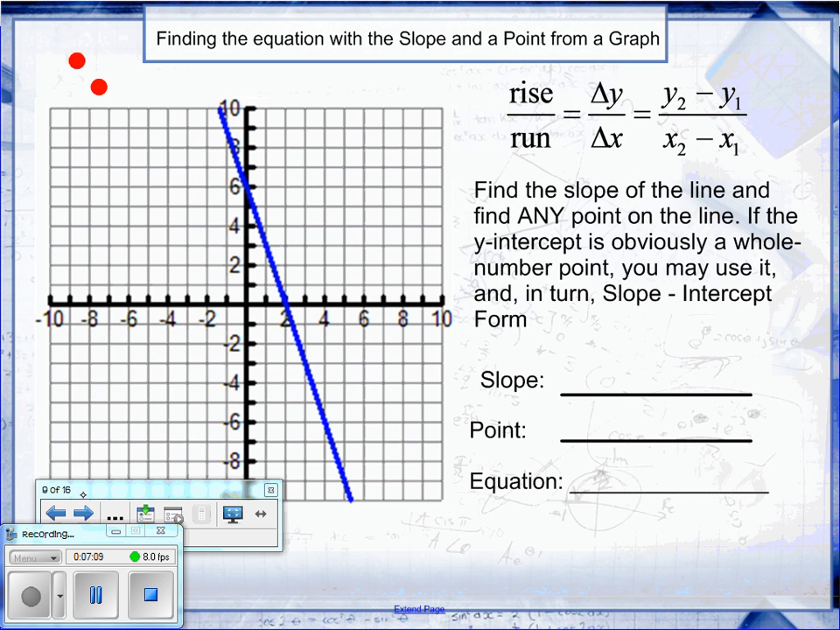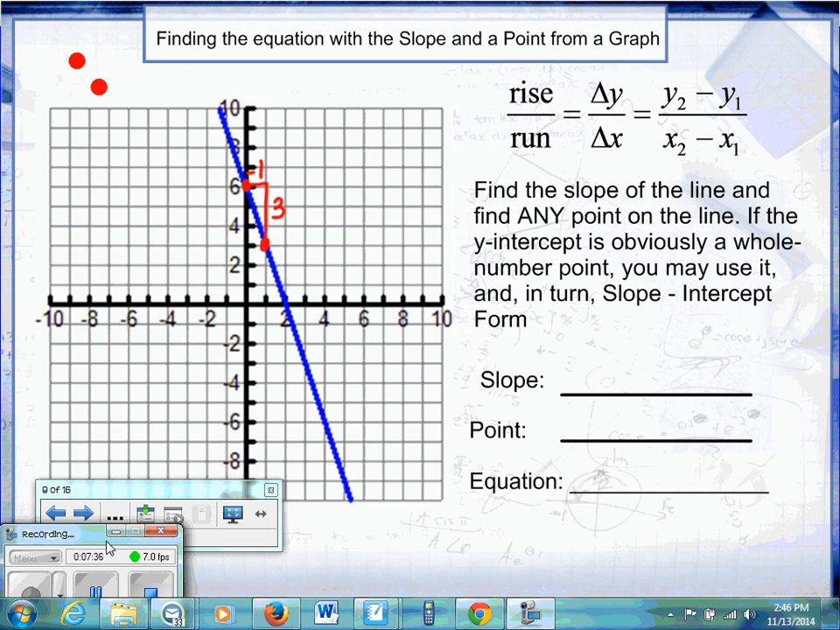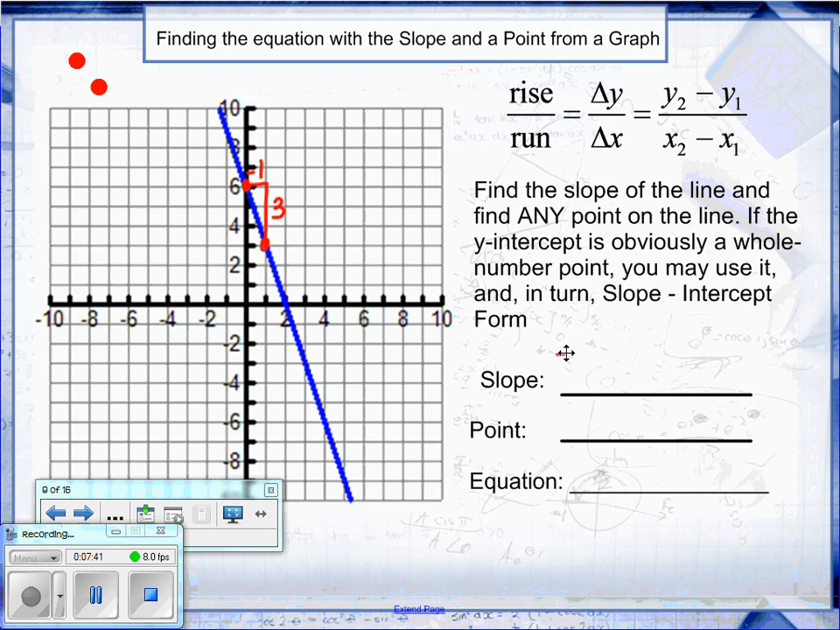All right, again, this one's going to be a little bit easier because you can notice that the y-intercept is actually going through the whole number 6, so we don't have to do all of that work. But let's find the slope here. This looks like a good point, and this also looks like a good point. So our rise is 1, 2, 3, and we're going left 1. All right, so we're going to make this a 3 over -1, which would just give us -3.